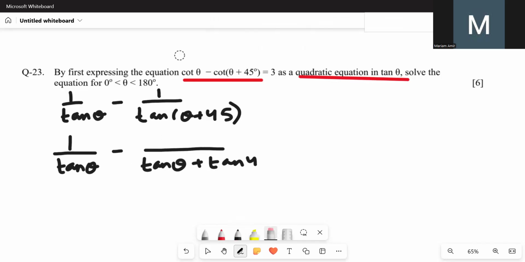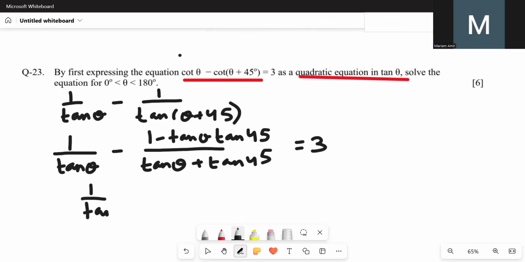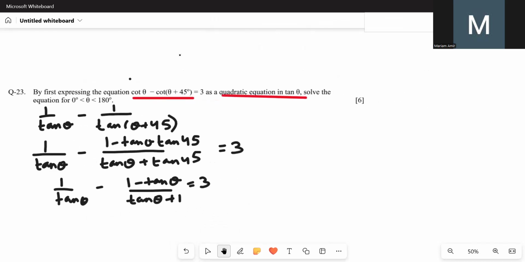So it will be 1 minus tan theta tan 45 equals 3. All right, now tan 45 is just 1. So we get 1 over tan theta minus (1 minus tan theta) upon (tan theta plus 1) equals 3. Now we'll take LCM and change it into a single fraction.